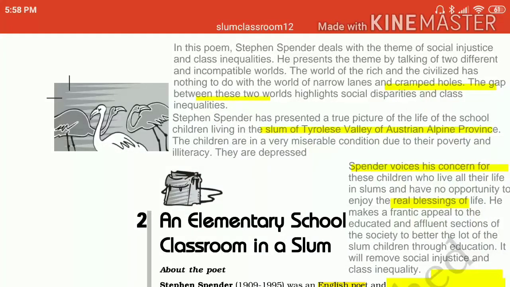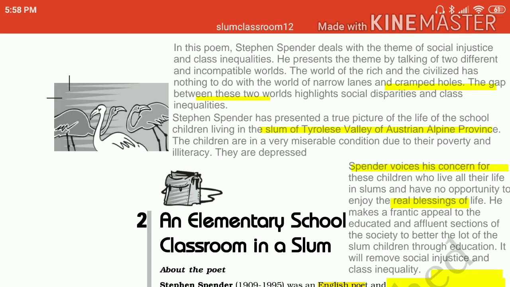Hello students, today we are going to do the second poem of class 12 from Flamingo titled An Elementary School Classroom in a Slum. In this poem, Stephen Spender deals with the theme of social injustice and class inequalities. He presents the theme by talking of two different and incompatible worlds. The world of the rich and the civilized has nothing to do with the world of narrow lanes and cramped holes. The gap between these two worlds highlights social disparities and class inequalities.